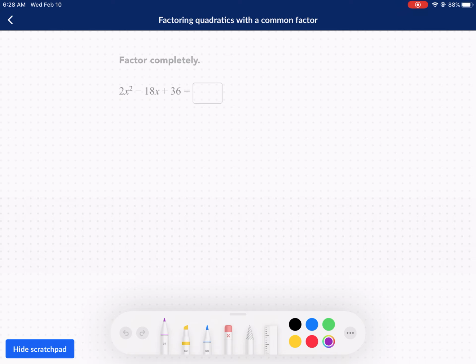Now, first thing I notice, first I have three terms, it's a trinomial, and I also notice that the coefficients are all divisible by 2. So what I'm gonna do first is factor out that 2, and I'm left with x squared minus 9x plus 18. How did I get that? I divided each one of these by 2, okay? Now, what do I do from here?